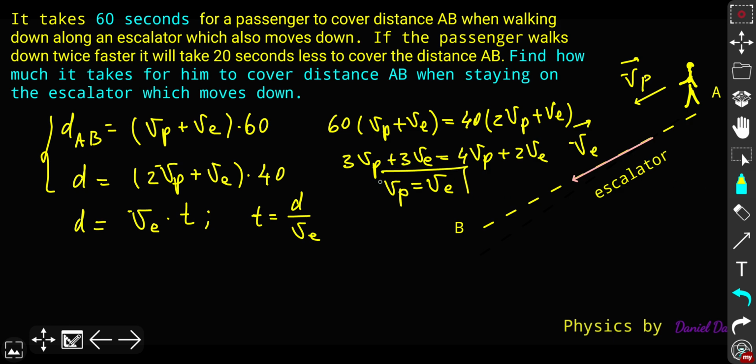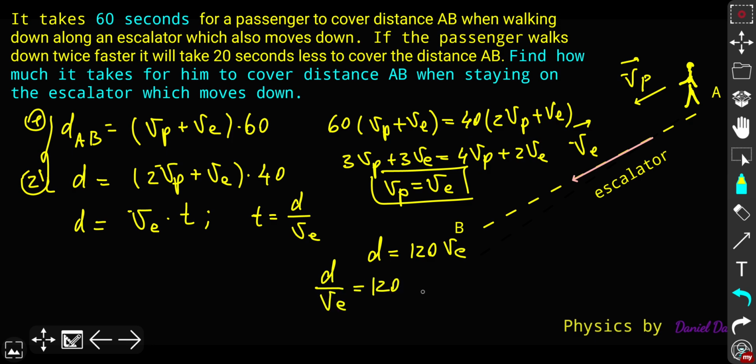But we don't know the values. We can plug into any equation, either the first one or the second one. So let's assume that we put it in the second one. That means we'll get that the distance covered is equivalent to 120 VE. All right, from where we have the ratio D to VE equals 120.